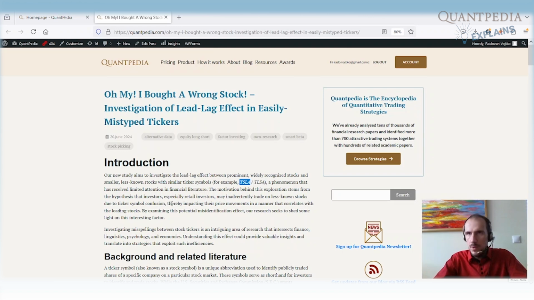So what we are trying to find out is if there is some lead lag relationship between the performance of the leading stock, which is usually the big company, very well known company, and the smaller company which has a ticker that's very close to the ticker of the bigger company.